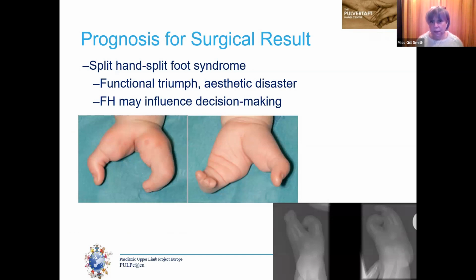Now, split hand, split foot, or cleft feet, cleft hands as you think of them, was described as a functional triumph and anesthetic disaster. And here the family may influence your decision making, because there's often a family history and they may already have a strong idea of what they do or do not want done before you see them. But you have to remember here that they work well, they just look awful. And so whatever you do, you've got to really think about whether it's worth it and whether you're going to make them worse.